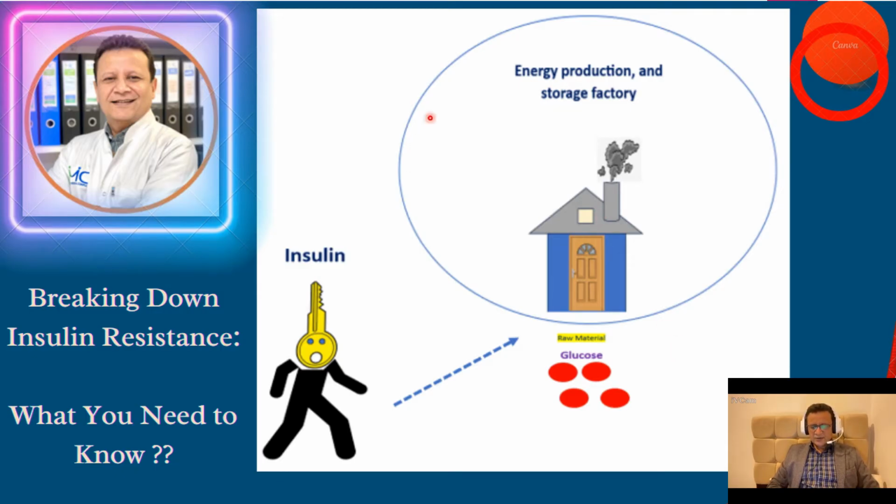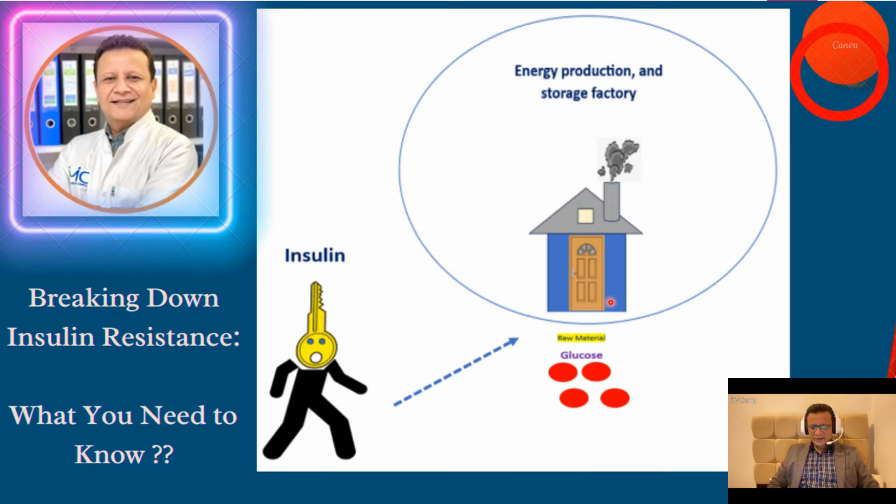So as you know, we have already discussed certain types of cells in our body, like adipocytes, liver cells, hepatocytes, and muscle cells. So suppose this is one of the cells. Let's suppose it's a hepatocyte. This cell will produce energy and also store energy. It has a factory where this whole process is taking place. This factory requires raw material, which is glucose.